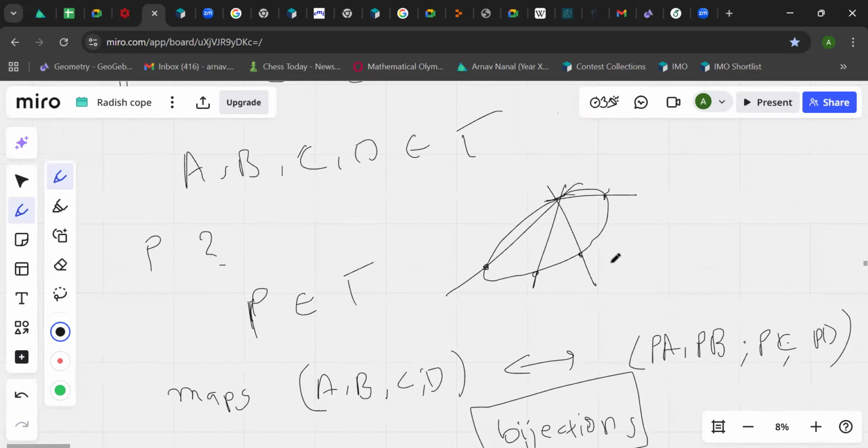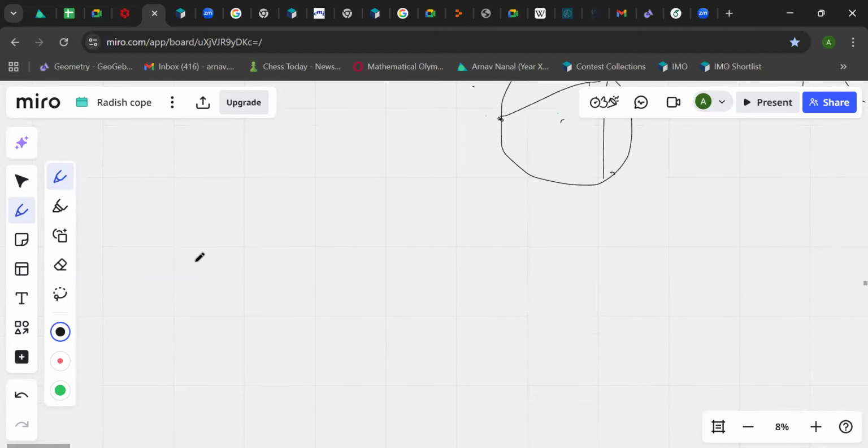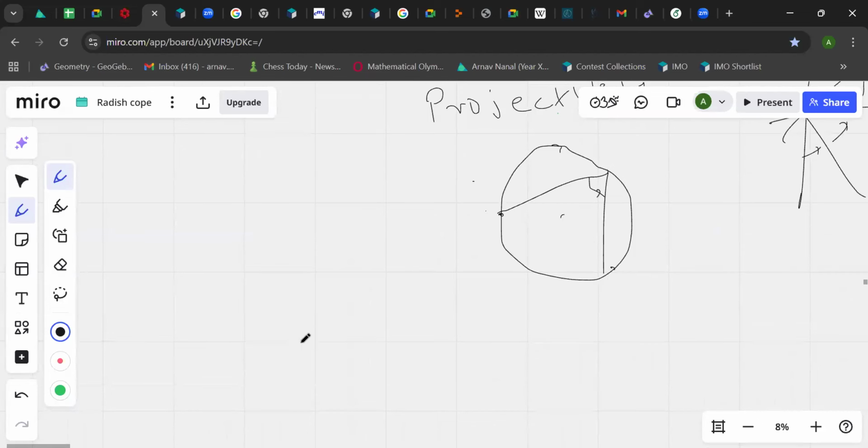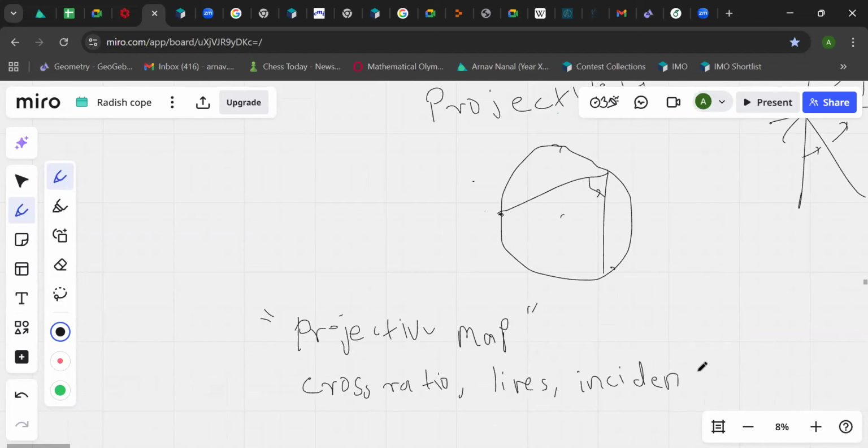Yeah, I mean, we have to use some notion of angles somewhere, but basically, when you take a projective map, by this I mean a perspectivity or homography or whatever, the things that are preserved are cross ratios. Cross ratios are preserved, lines are preserved, and incidences are preserved. By incidence I mean that if a point lies on a line, its image will lie on the image of the line. So when you take a projective map, these things are preserved.